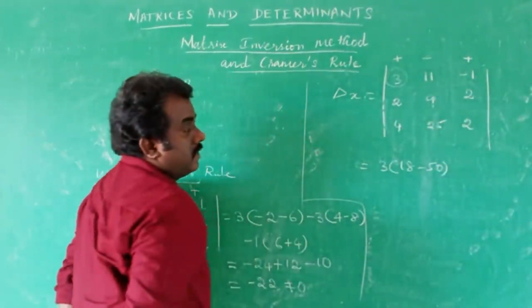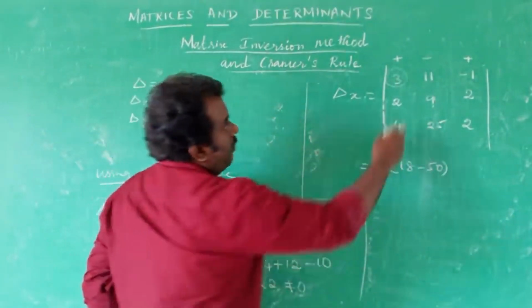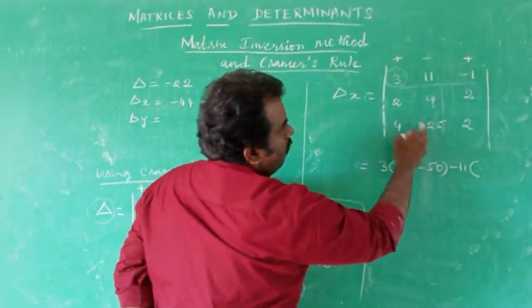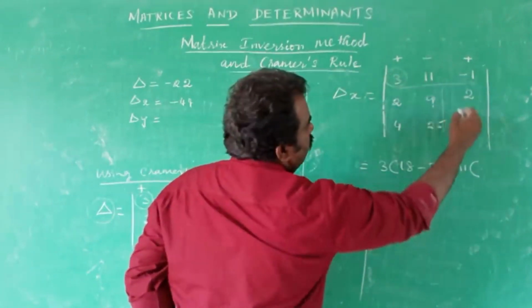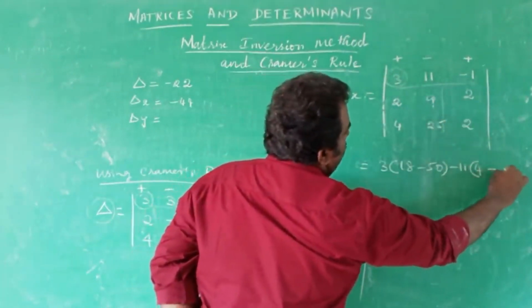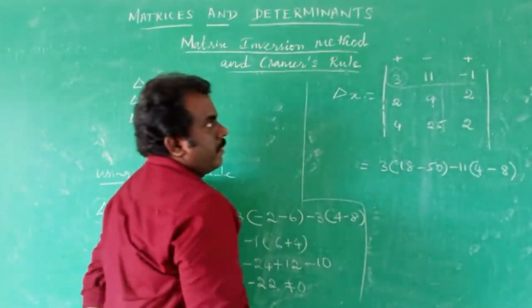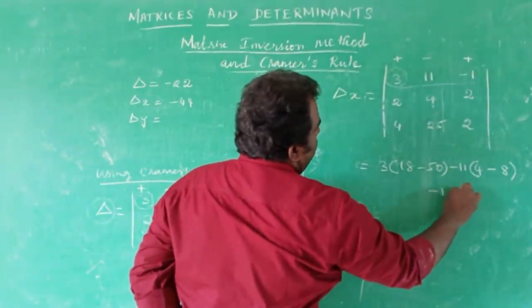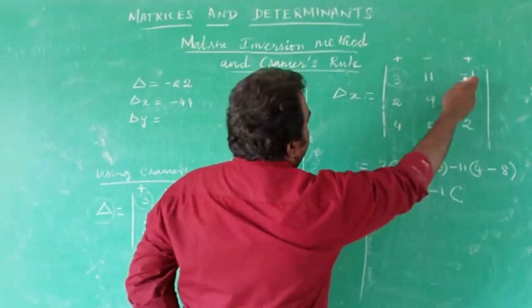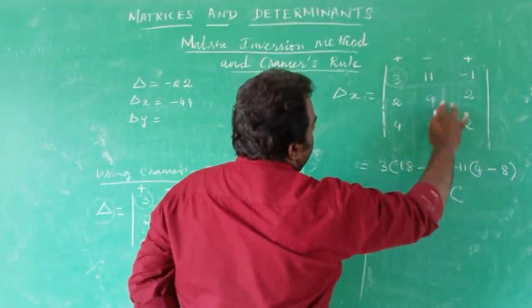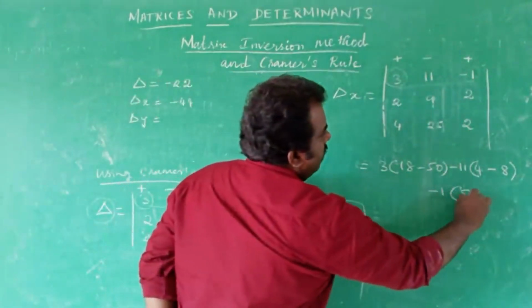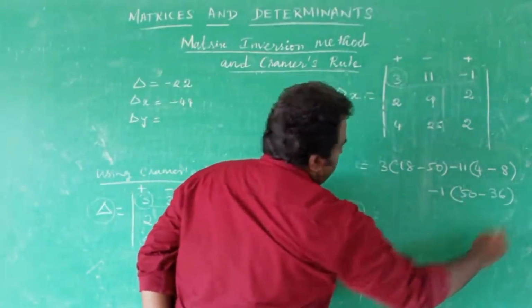Then fix the symbol, so fix the number 11 with the symbol minus, that is minus 11. Leave this row and leave this column. Take the determinant of the remaining 2 by 2 matrix, that is 4 minus 8. And next you have to write the number minus 1 along with the symbol positive, that is minus 1 of, fix this element and leave this row and leave this column. Take the determinant of the remaining 2 by 2 matrix, that is 50 minus 36.